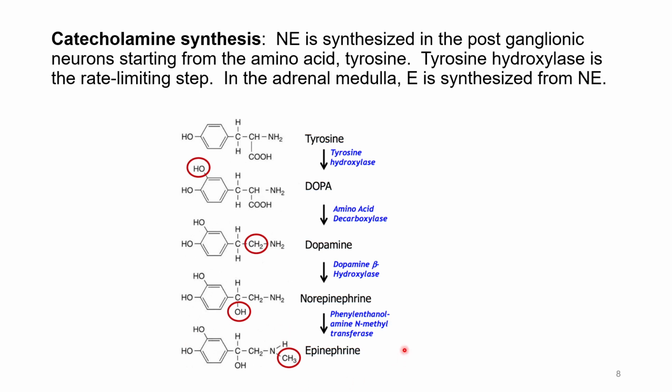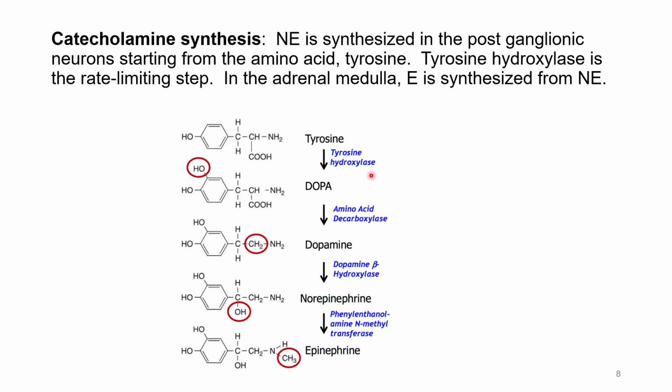So let's take a look at how both norepinephrine and epinephrine are synthesized. I don't need you to memorize these structures, but you need to be able to know and describe each of these steps in this transformation, and to be able to recognize the enzyme names that are important for this process. The enzyme names here are shown in blue. You can recognize them as enzyme names because they end in ASE.